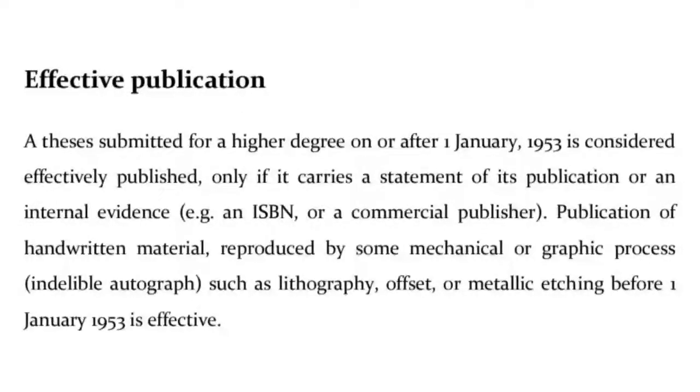Effective publication: a thesis submitted for a higher degree on or after the 1st of January 1953 is considered effectively published only if it carries a statement of its publication or an internal evidence, e.g. an ISBN, or a commercial publisher. Publication of handwritten material, reproduced by some mechanical or graphic process, indelible autograph, such as lithography, offset, or metallic etching before the 1st of January 1953 is effective.